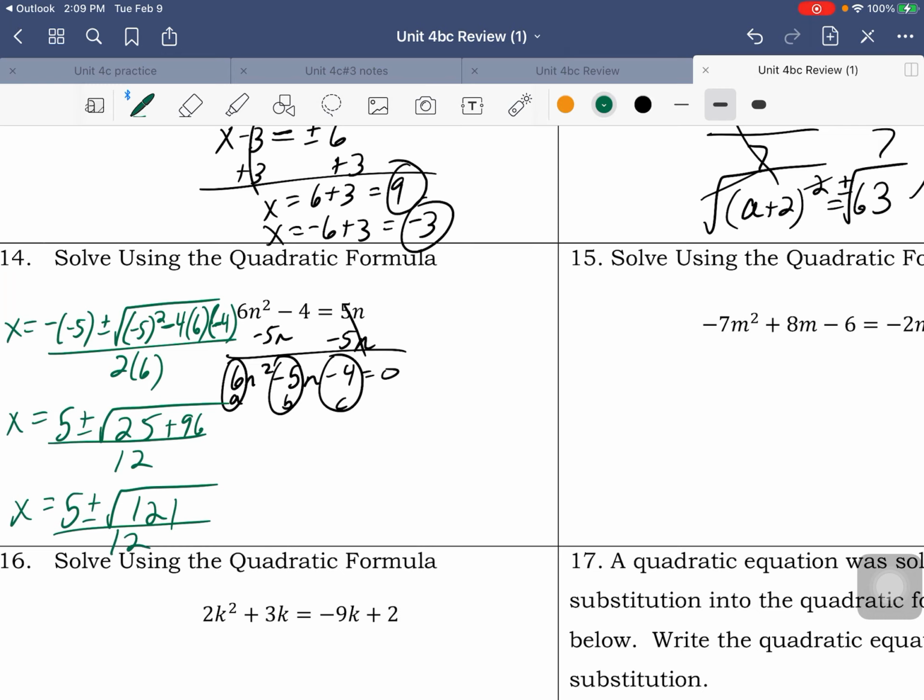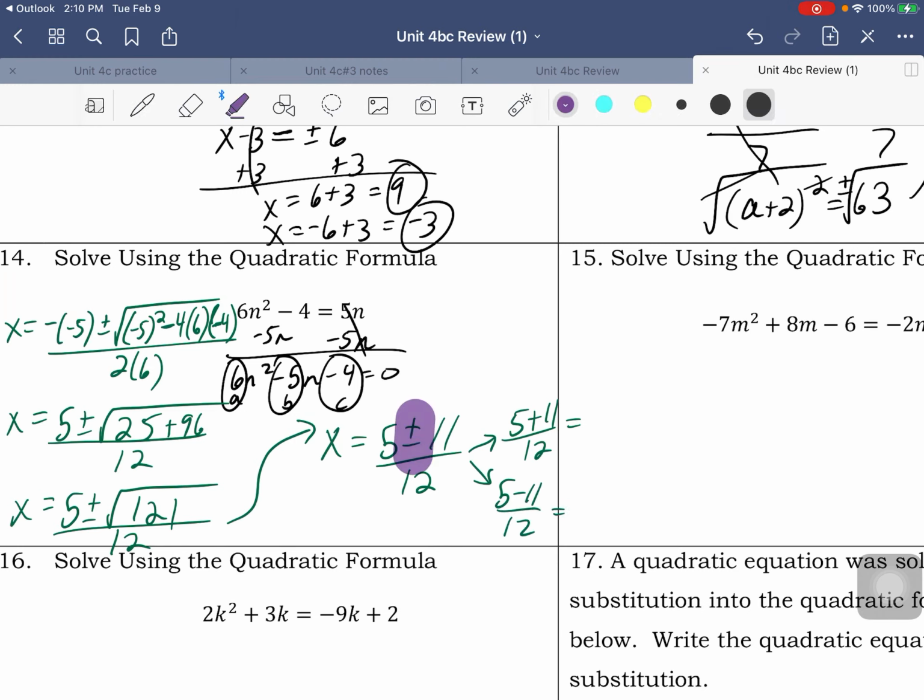Just put it on the calculator to make sure. The square root of 121 actually is a perfect square, which is 11. 11 times 11 is 121. Use a calculator if you would like. Now there are no more square roots, so we can break this down into 5 plus 11 divided by 12 equals, and 5 minus 11 divided by 12 equals.